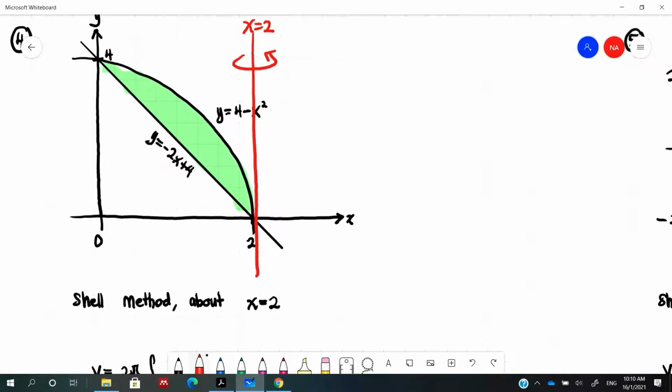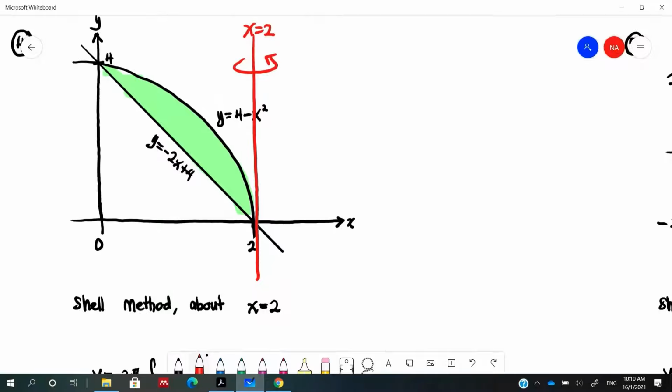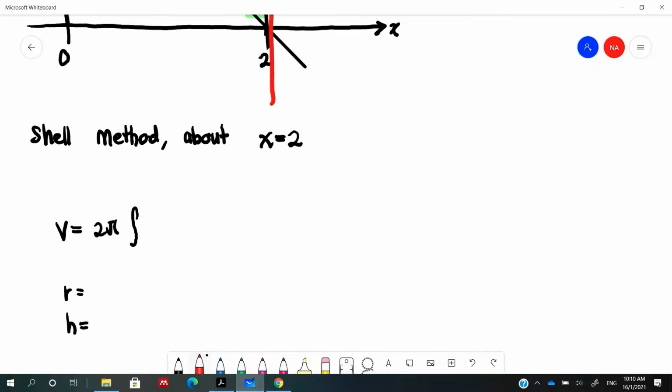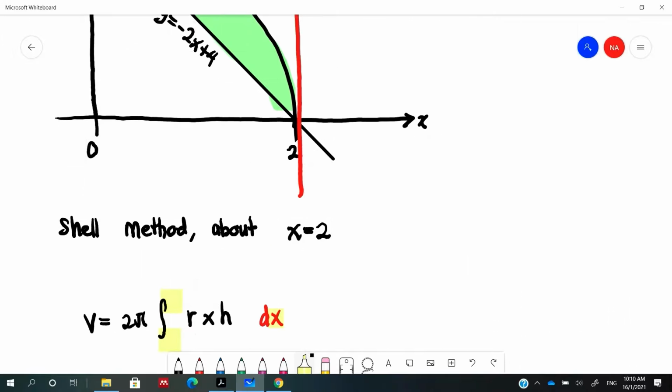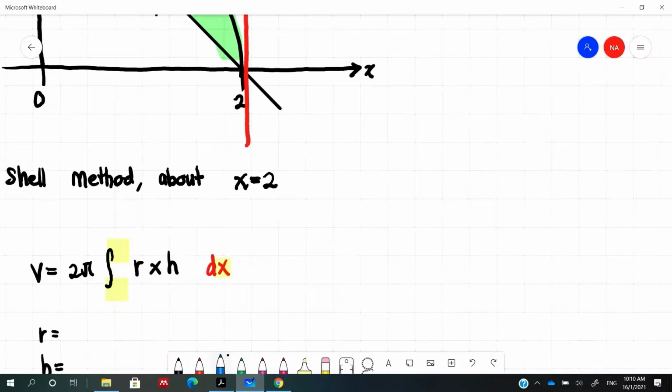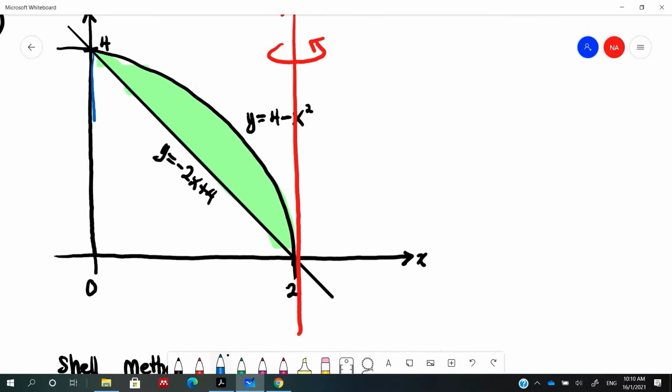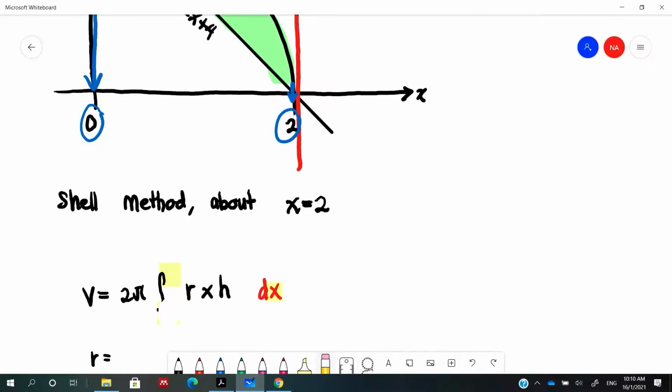So the first step is to determine, is it dx or dy? The volume should be in terms of x, because it is rotated about the vertical line, so dx. And the volume should be given in terms of radius multiplied with height. And what about the values on this integral? Because it is in terms of x, we should look on the x-axis, where the region is bounded. Look at this, from 0 until 2. So you write from 0 until 2.